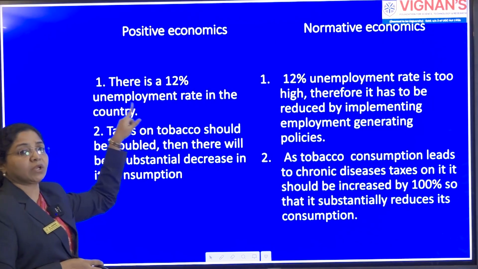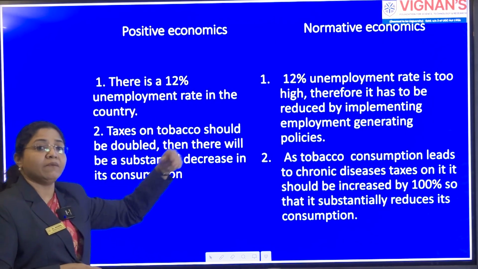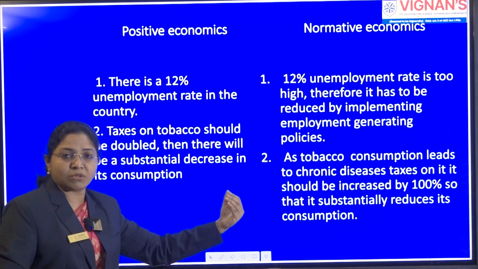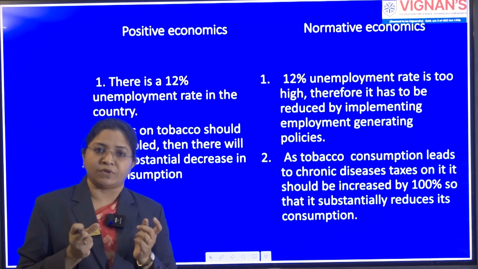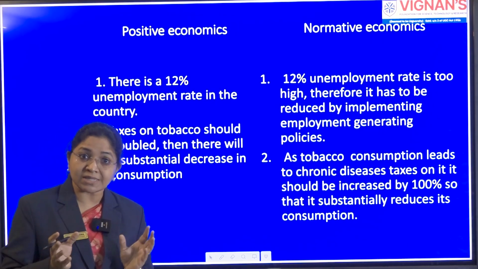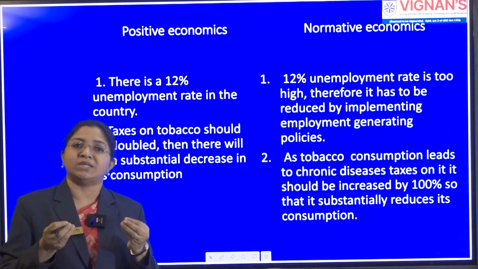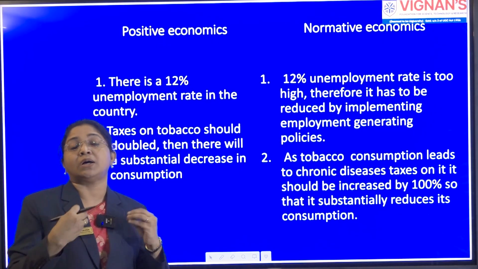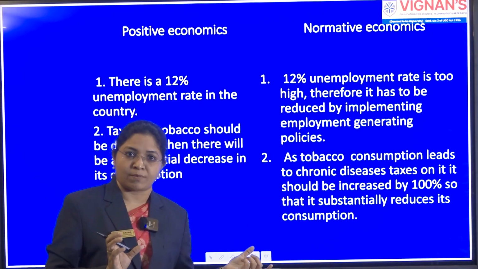In positive economics, we are talking about how the unemployment rate is and how it should be. We spoke about the inflation rate also. So these are different examples where we talk about how a situation is and how a situation should be, or how an entity is and how an entity should be. This is positive and that is the normative approach.